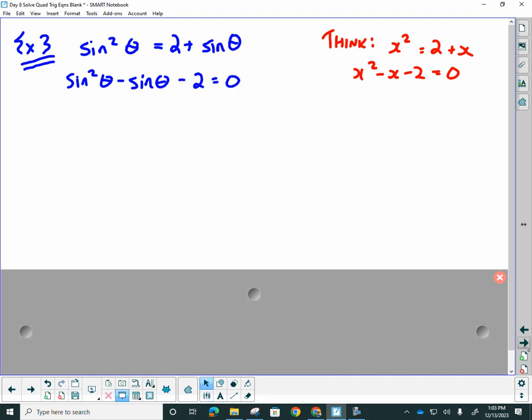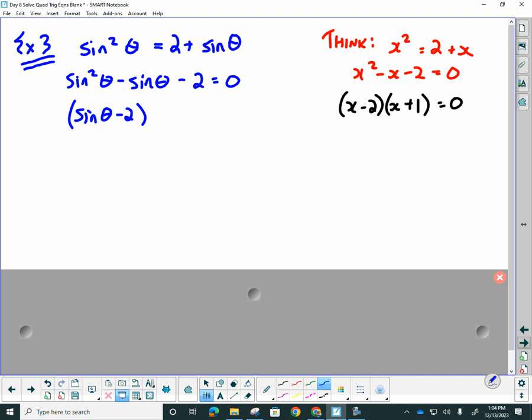Then I'm going to go back to my little rough notes there. And I got a factor. Well, this is an easier factor. What two numbers multiply to -2 and add to -1? So that's -2 and +1. So again, using this little scrap off to the side is really handy to allow me to factor the quadratic trig equation: sine theta -2 and sine theta +1 equals 0.